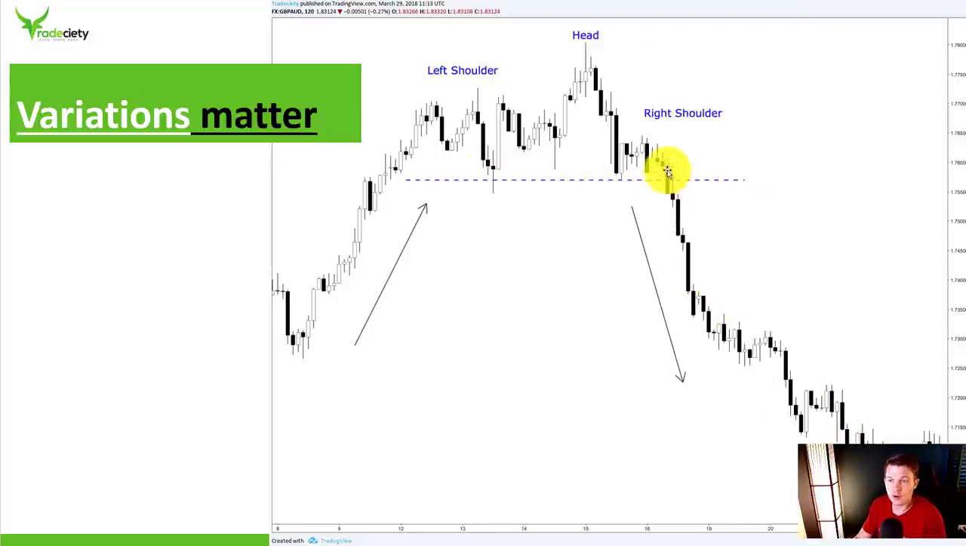Obviously, we don't know in advance if the market will really break out. And this is one of the most important rules when it comes to pattern trading: you always need to wait for the market to break out of your pattern. In this example, we are looking at head and shoulders. You need to wait for the market to fully break the head and shoulders pattern.